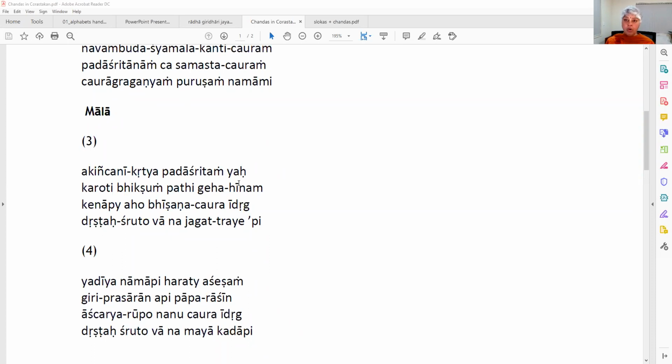Kena api aho. Aho means, oh my God. Bhishana, terrible. Chaura idrik, a thief like this. Drishtaha shrutaha va na jagat trayepi. In the three worlds, I have not seen or heard of any such thief who not only takes everything away from one who is surrendered, he brings them down onto the street. And still, I love you. Why? Because Mala.